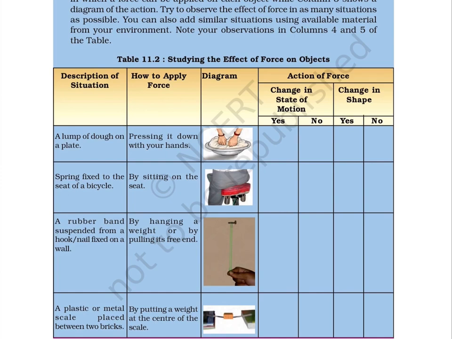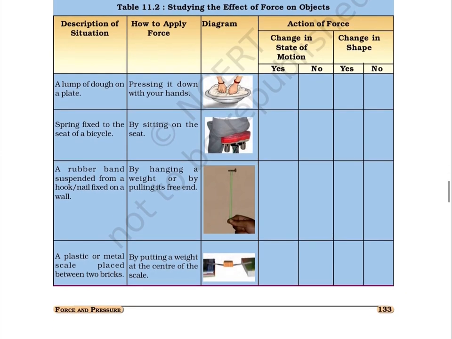The first situation is a lump of dough on a plate. How to apply force? Pressing it down with your hands. Diagram. In the image, we can see pressure being applied by hands on lump of dough. Now in the fourth column, action of force, change in state of motion or change in shape. You have to give the correct answer. Second situation, spring fixed to the seat of a bicycle. How to apply force? By sitting on the seat. Diagram, we can see an image where a person is sitting on the seat of a bicycle.